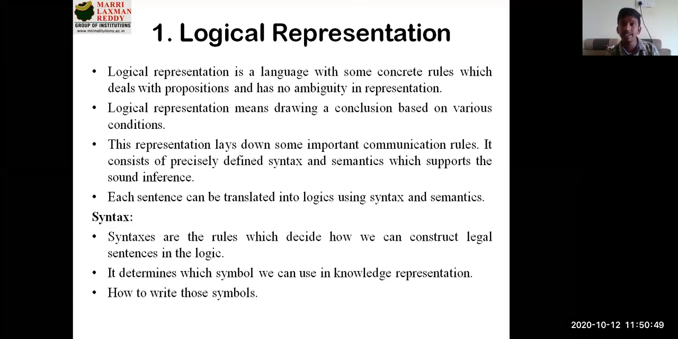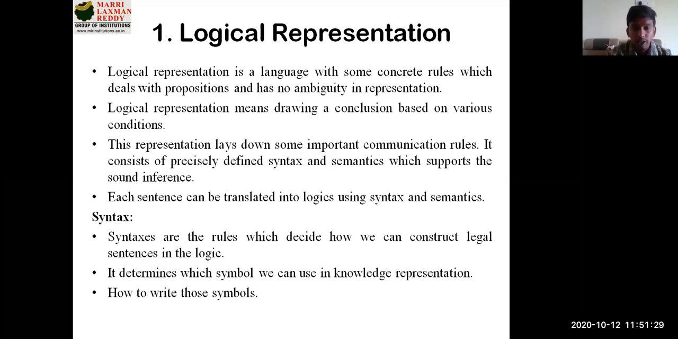It basically consists of precisely defined syntaxes and semantics which support sound inferences. If you follow the proper syntaxes and semantics, you can assure good conclusions or proper inferences with exact reasoning. Each sentence can be translated into logic using syntax and semantics. With respect to that, we will use symbols, logical connectives, and rules of inference, whatever we have seen in propositional logic and predicate logic. All of these are included in logical representation.